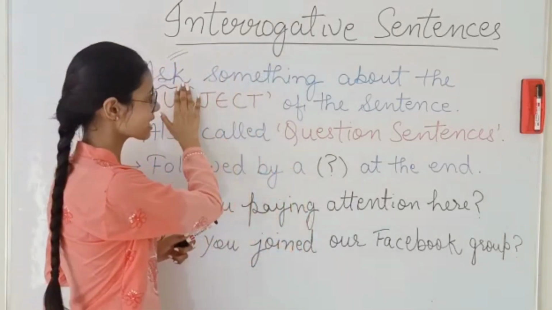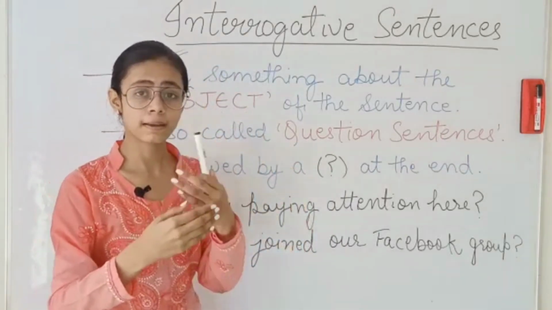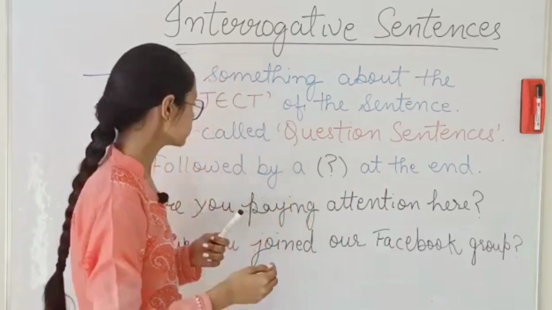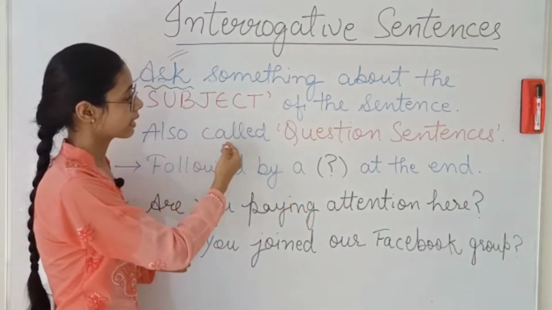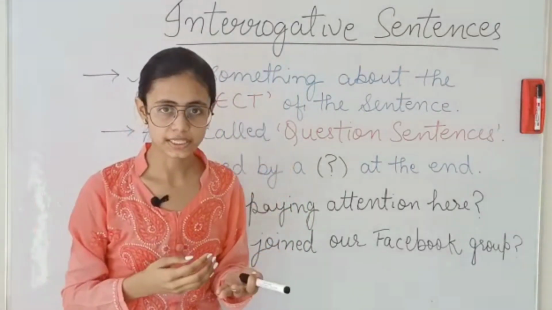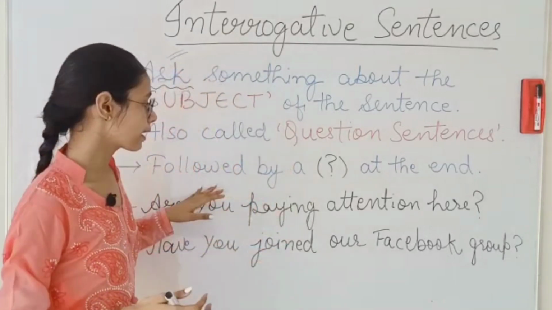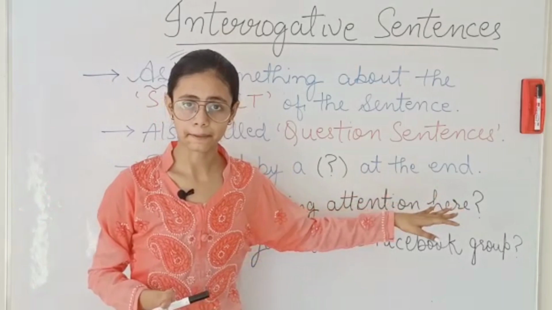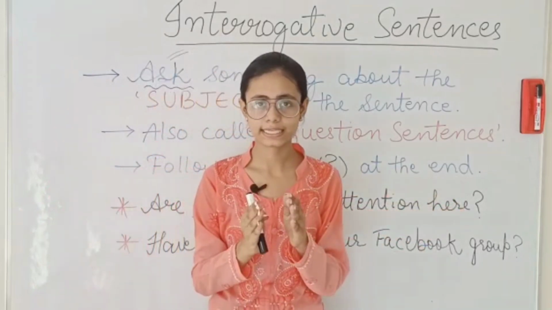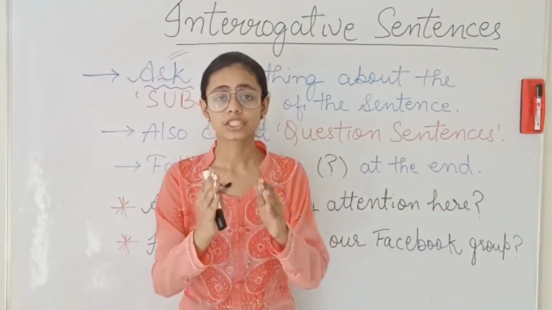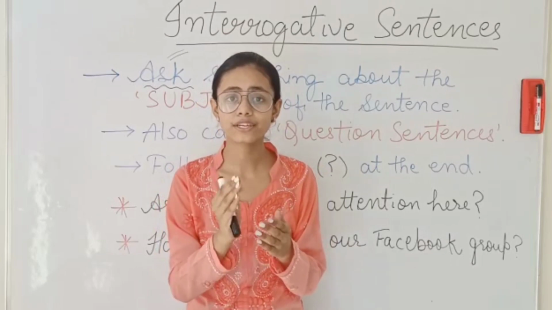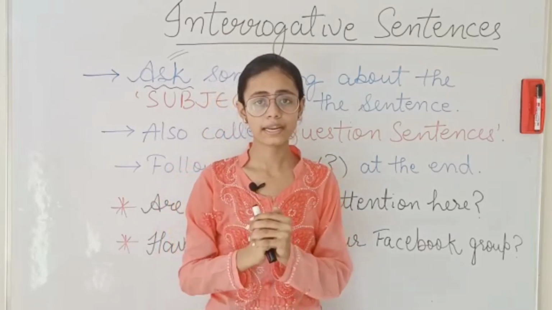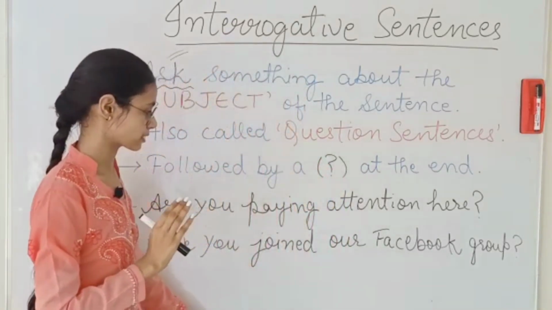Here, we ask something about the subject of the sentence. The second thing is, they are also called question sentences, alright? And they are always followed by a question mark at the end. So next time you see a sentence ending with a question mark, just make out that it is an interrogative sentence.